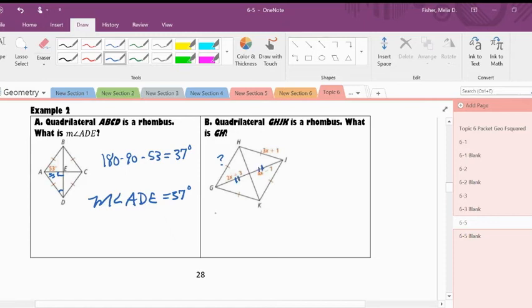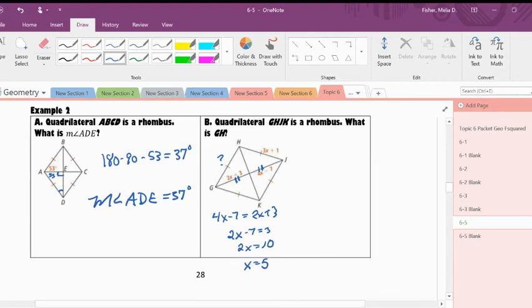So we can set up that 4x minus 7 equals 2x plus 3. Subtracting 2x from both sides gives us 2x minus 7 equals 3. And then adding 7 to both sides, 2x equals 10. Dividing by 2 on both sides, x equals 5.